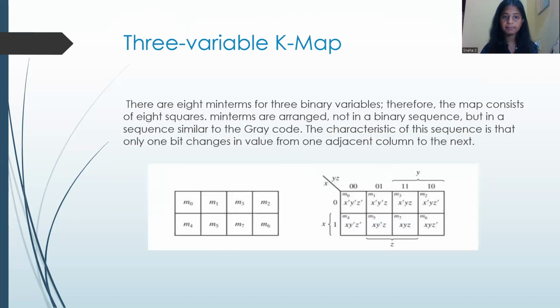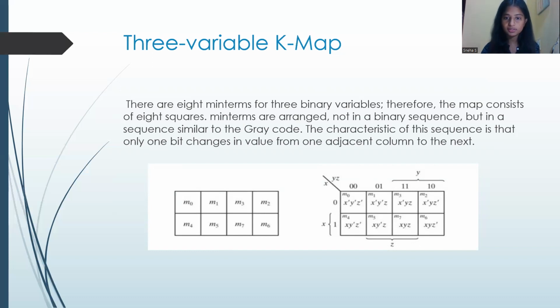Three variable K-map has 8 minterms. These are used for three variables with 8 squares. Minterms are arranged not in a binary sequence, but in a sequence similar to gray code. Usually the numbers will be represented in binary code like 00, 01, 10, and 11. But in gray code, it will be 00, 01, 11, and 10.